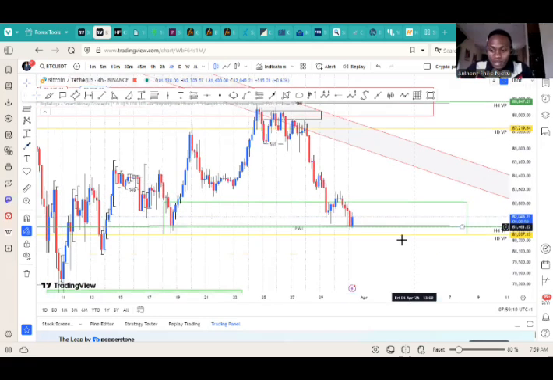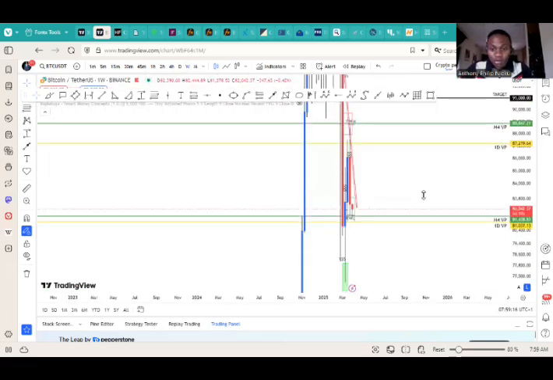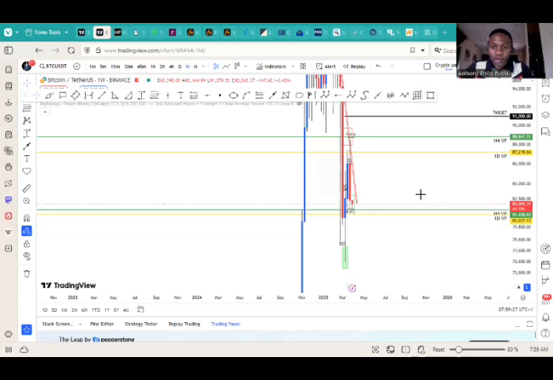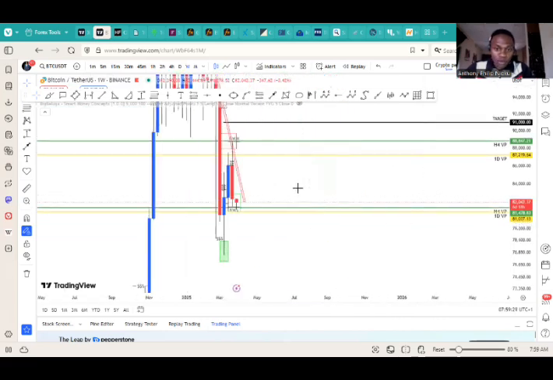So basically, what I see right now for Bitcoin, it's inside a demand zone. But let's update this. Let's go to the weekly time frame and update the previous week high and previous week low. Remember, today is the last day of the month, and tomorrow is a new month. So the month of April could turn out bullish for Bitcoin.